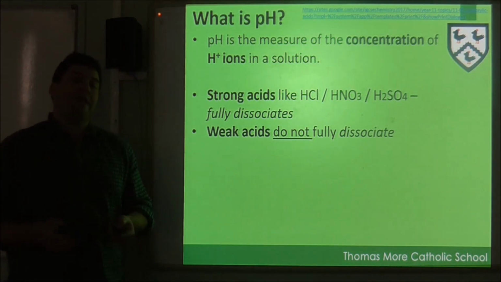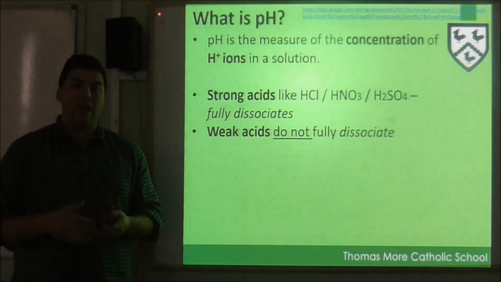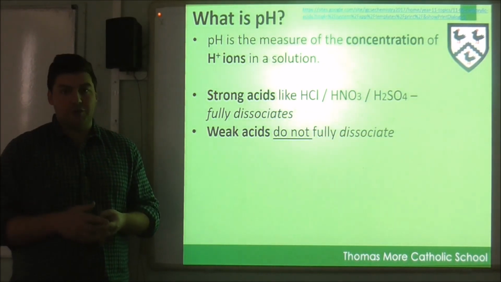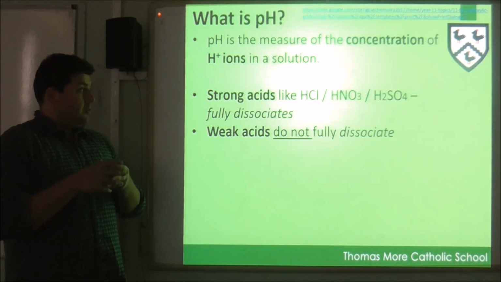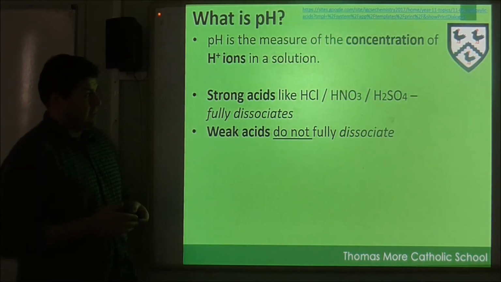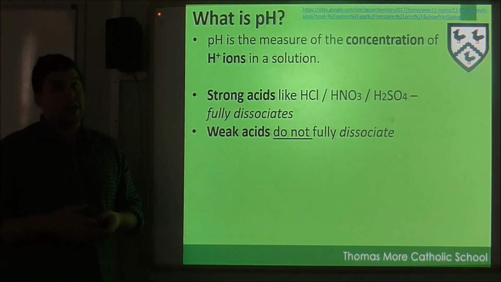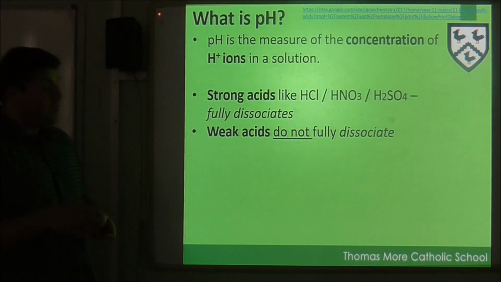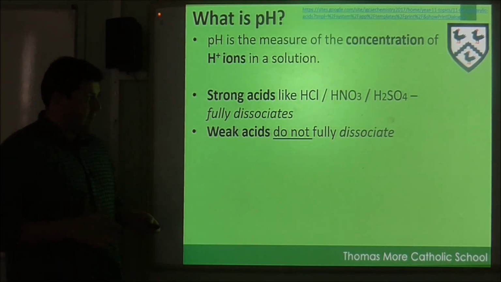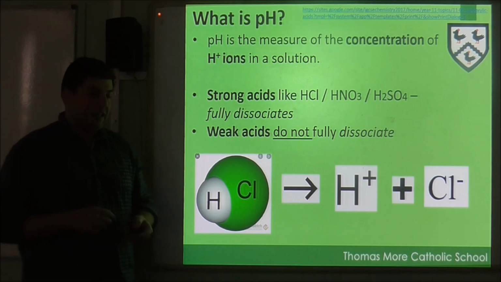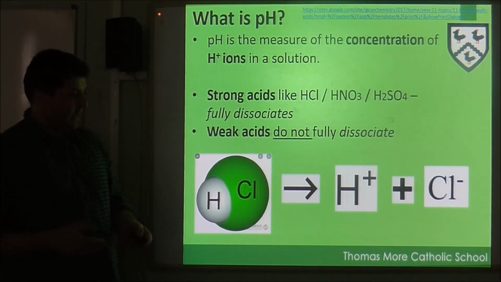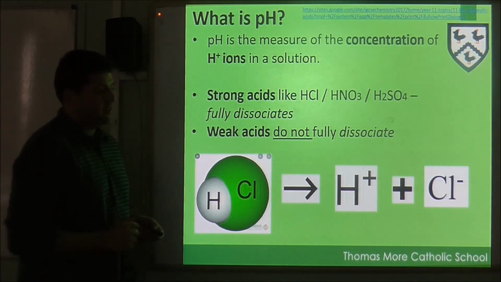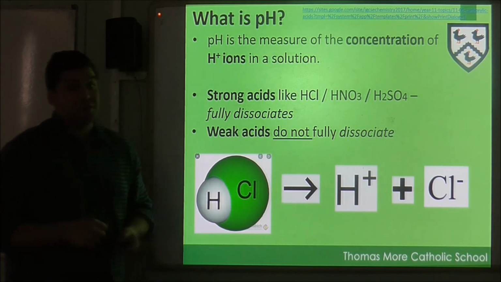Let's move on. What is pH? pH is a measure of the concentration of H+ ions, or hydrogen ions, within a solution. Strong acids like hydrochloric acid, HCl, nitric acid, HNO3, or sulfuric acid, H2SO4, fully dissociate. So they break down. Going back to our example earlier, hydrochloric acid fully dissociates into H+ and Cl- when it's dissolved in water. You'll notice that the reaction is only going one way, it's not at all reversible.